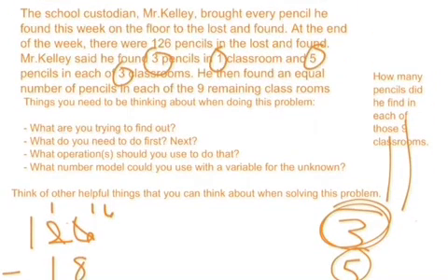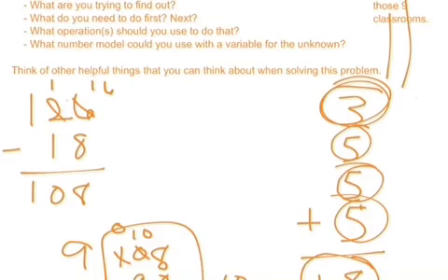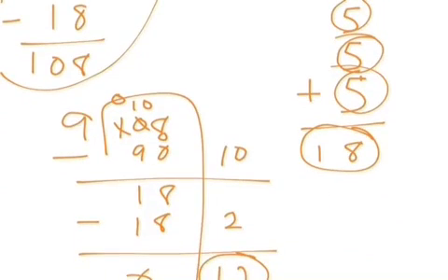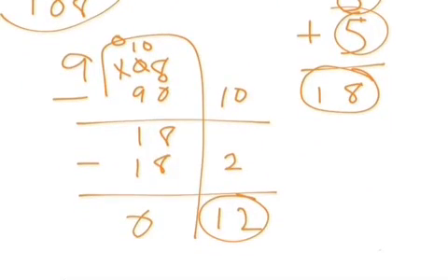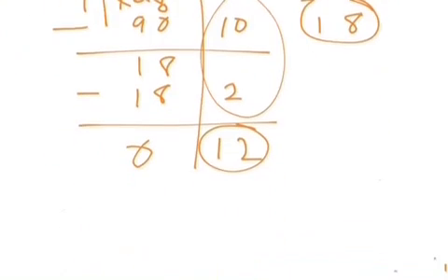And because we have a total of 126 pencils, we'll take away 126 minus 18. You do the math, you get 108, right? So we need to divide it by 9 because there's 9 remaining classrooms, right? So we'll do 108 divided by 9. And we know that 10 times 9 is 90. And then 2 times 9 is 18. Add these two up, equals 12. 12 is the answer for our problem.